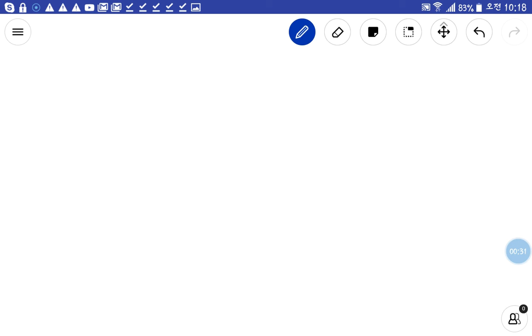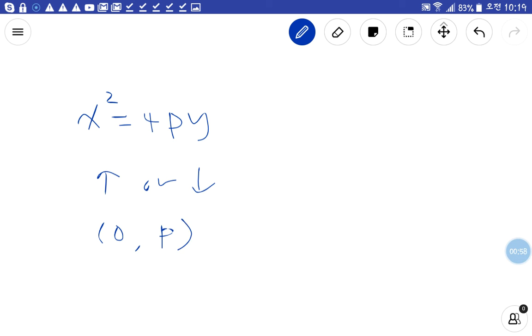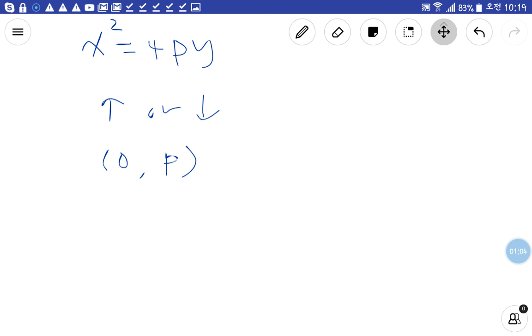Okay, so I have a standard form. My first one is x squared equals 4py. That is what opens up or down. Now focus. What is the focus, guys? 0, comma, p, because it opens up or down, and that affects your y values. Now the directrix is what? y equals the opposite of p, which is negative p. That's going to be the directrix.